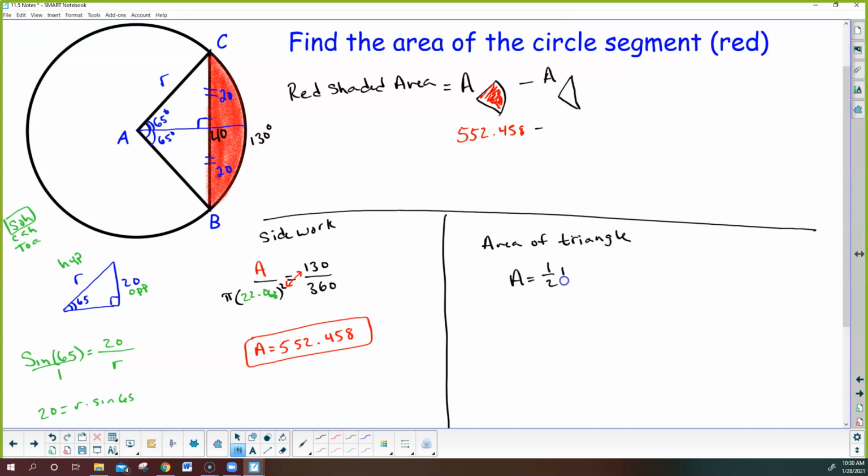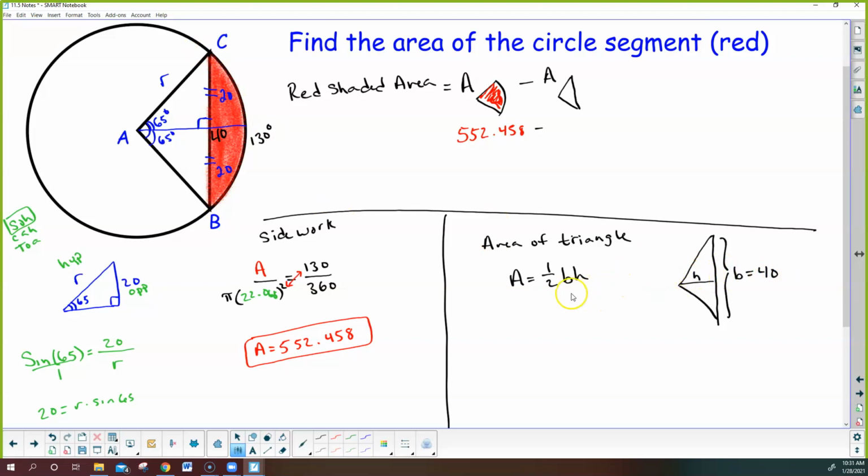Well, I know area is 1/2 base times height. Unfortunately, this is not a 90-degree angle, so we can't just do a base and a height, which means I'm going to draw this triangle and we need to know the base, which we do know, right? That base is 40 from B to C. Then I have to find this height.